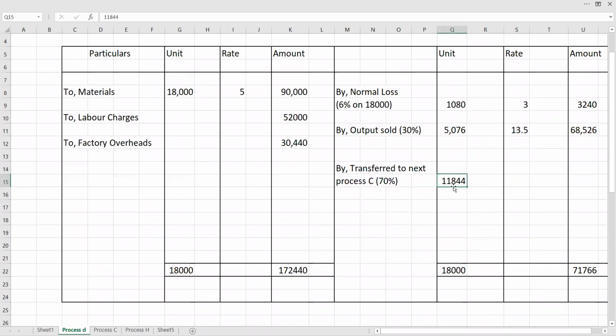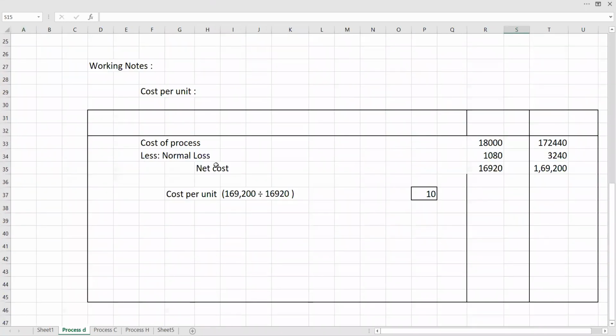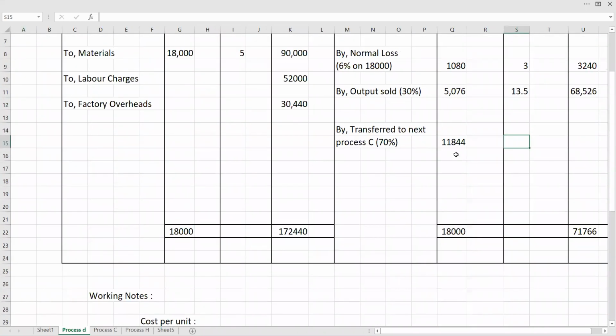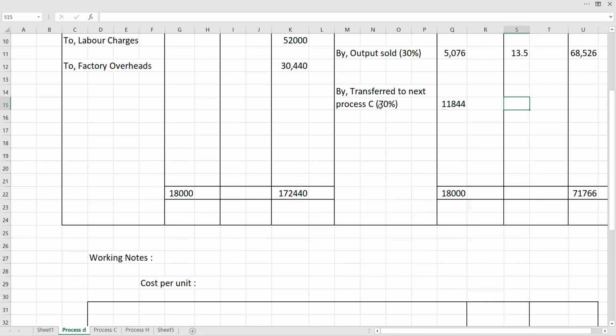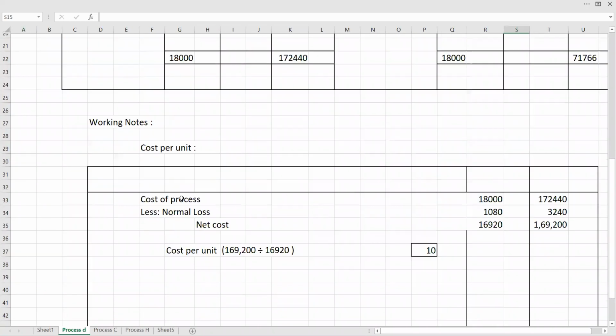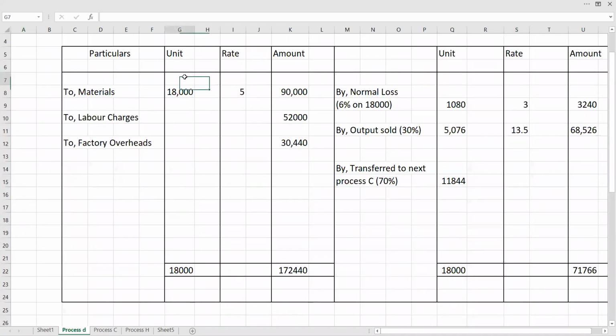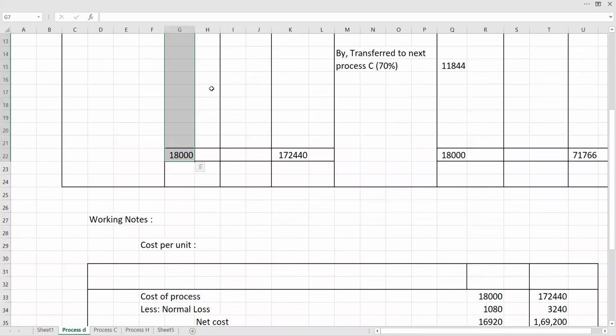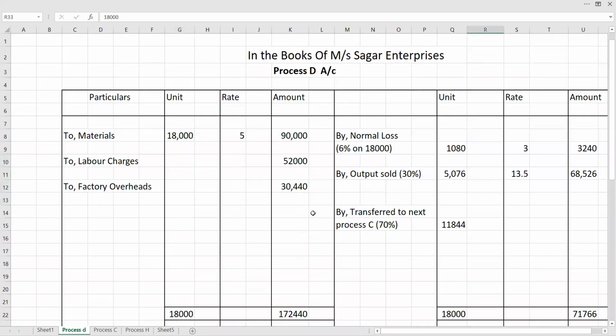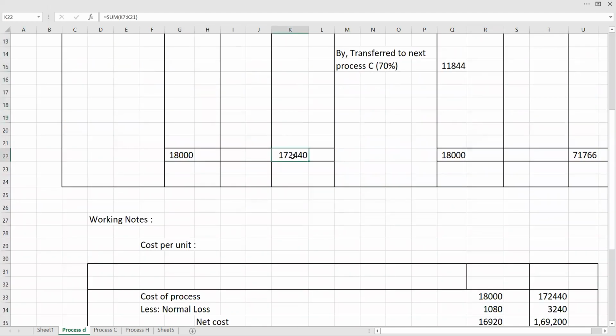Here is a working note, and I have to find out the rate for this amount. That is 11,844. So this is the working note. We have to find out the cost per unit for this 70% amount. So how to calculate this? First, we have to take the total of debit side of this units column, and the total is 18,000, and the total of this amount column in debit side, that is 1,72,440.